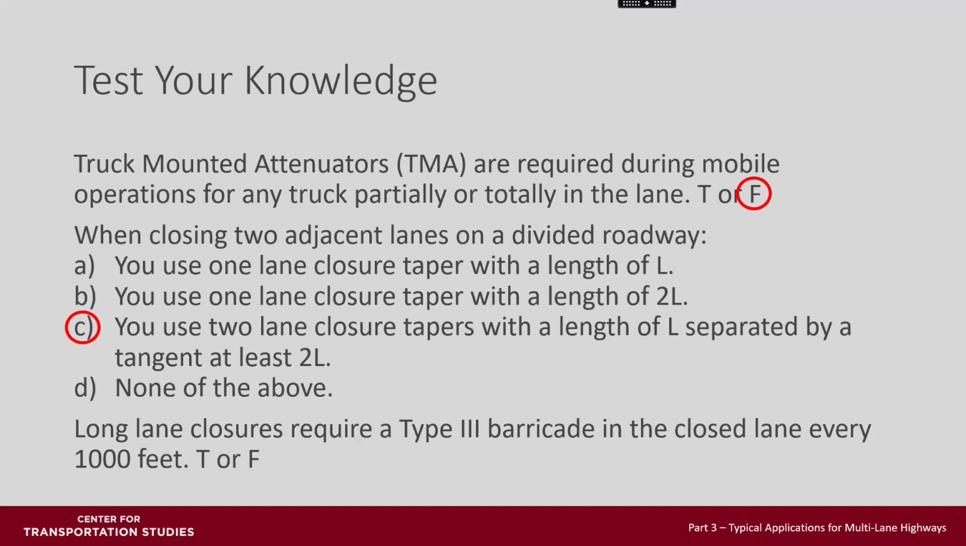Lane closure tapers require a type 3 barricade in the closed lane every 1,000 feet. That is false. If you read the notes in the layout, it's 500 to 1,000 feet spacing, and you can replace the type 3 barricade with either a type 2 channelizer, such as a drum, or if it's an attended workspace, 3 traffic cones.